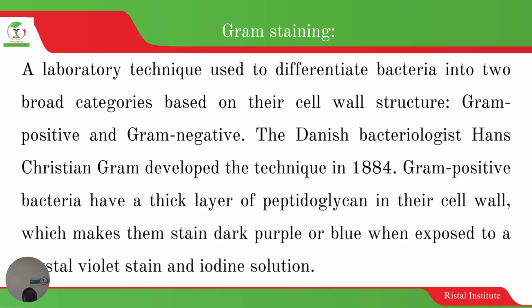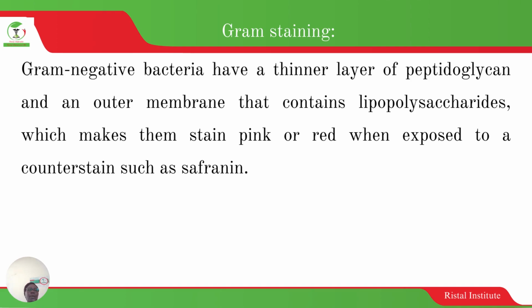So the gram-positive bacteria have a thick layer of peptidoglycan in their cell wall, which makes them stain purple or blue when they are exposed to crystal violet stain and iodine solution. Whereas the gram-negative bacteria, remember we said, have a thinner layer of peptidoglycan and an outer membrane that has lipopolysaccharides. So when these bacteria are stained, they stain pink or red when exposed to a counterstain such as safranin.